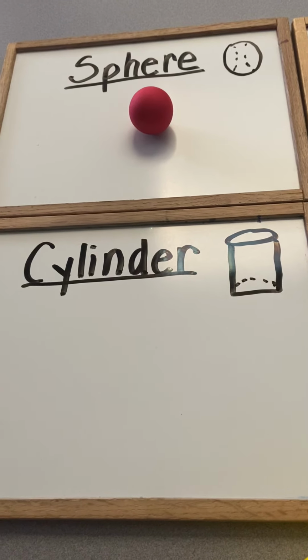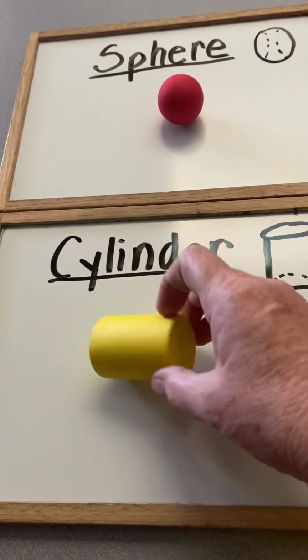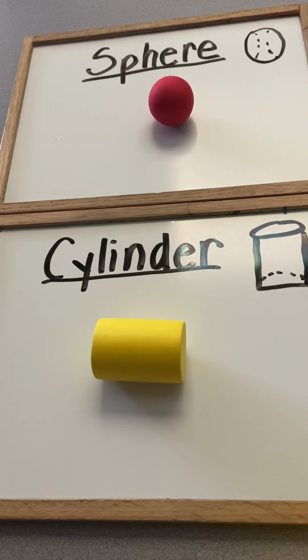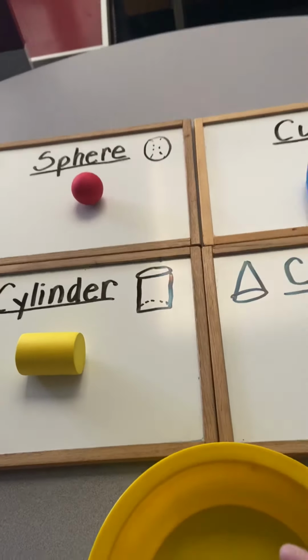Cylinder. All right? And it does look like a can, doesn't it? All right, and the last one, I think everybody's gonna get this one. Okay, it looks like a triangle. It looks like a hat.